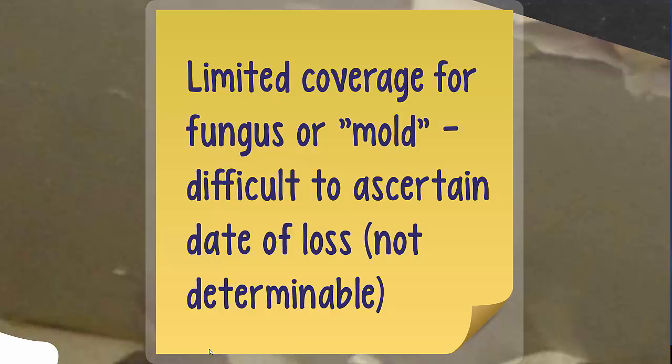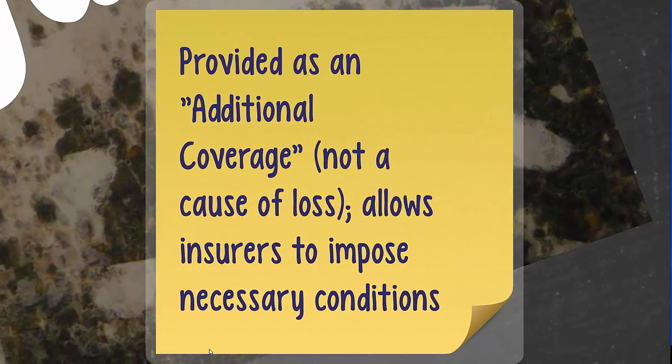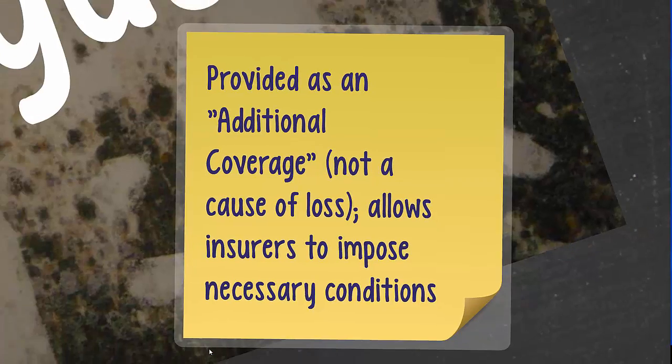Part of the problem with the fungus cause of loss is that it's very difficult to ascertain because the date of loss is not determinable. And again, it is provided as an additional coverage, not as a cause of loss, so that the insurer can impose necessary conditions. One of those conditions is that coverage applies only when the fungus is the result of one or more covered perils, covered causes of loss, that occur during the policy period. It does not exclude fire and lightning because the fungus exclusion does not exclude fungus resulting from fire and lightning.